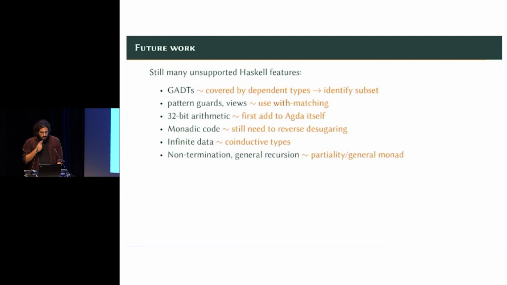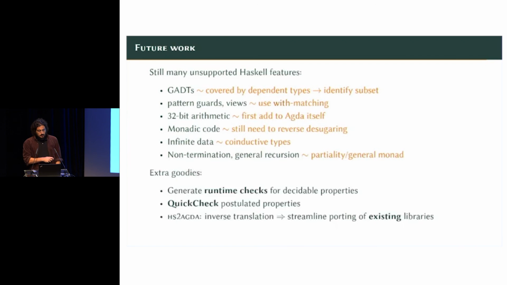And then the really interesting, more researchy stuff is how to actually deal with non-termination within Agda. Do we use a sophisticated technique like partiality or the general monad by Conor McBride? This requires further investigation. And there are some extra goodies like generating runtime checks for all those preconditions we have, just to make sure people don't use the generated code irresponsibly. Or we might be too lazy to prove something, or it might be hard, so then we just postulate it and then generate QuickCheck output, properties that we will random test in our executable stage.